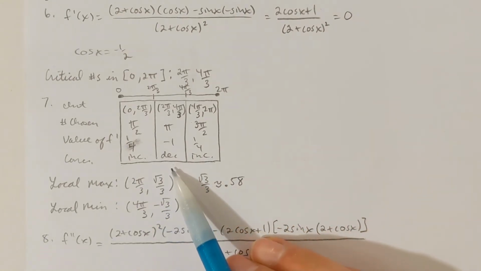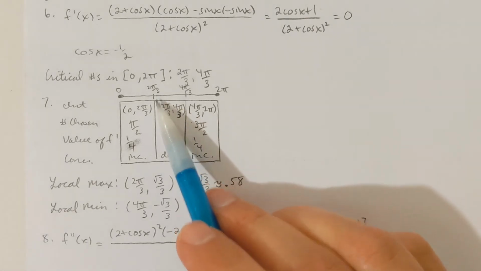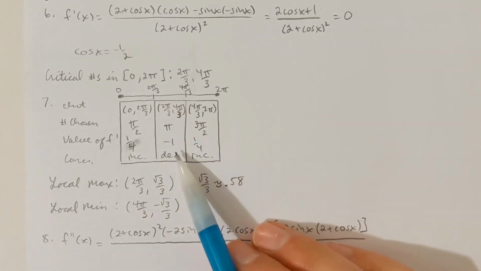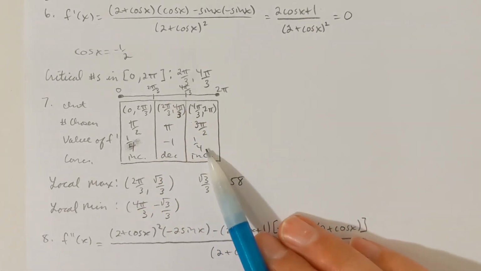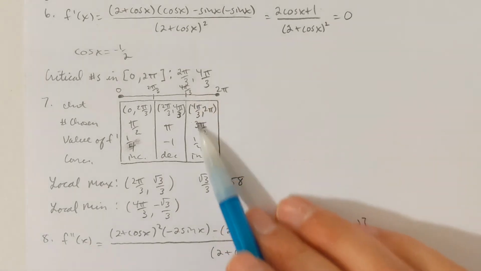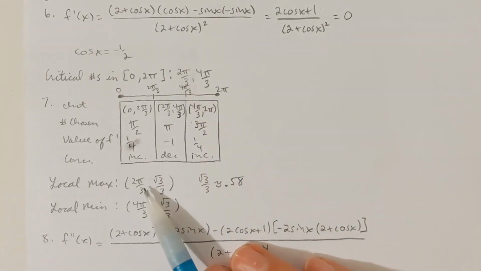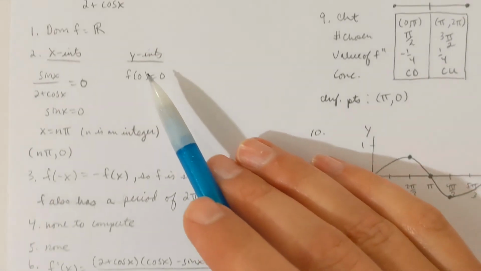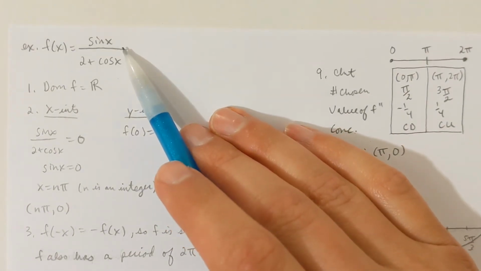That's going to produce a local max at x equal 2 pi over 3. You're going from decreasing to increasing. That means you'll produce a local min at 4 pi over 3. If x is 2 pi over 3 and you plug that into the function, sine of 2 pi over 3 would be root 3 over 2.